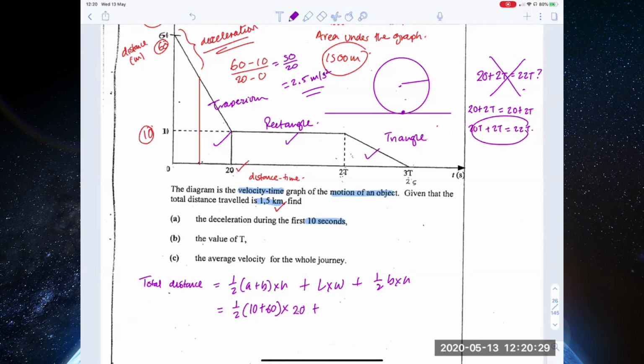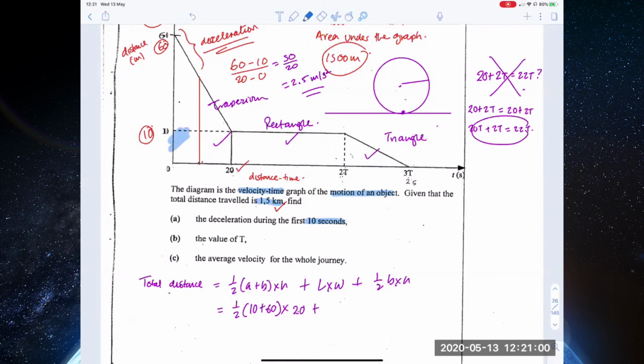Fine, T. But how long is this? Not the whole thing, because from here to there, if you say 20 plus 2t, you get this whole thing. And if you multiply that by 10, then you're finding the area of this. Is that making sense?